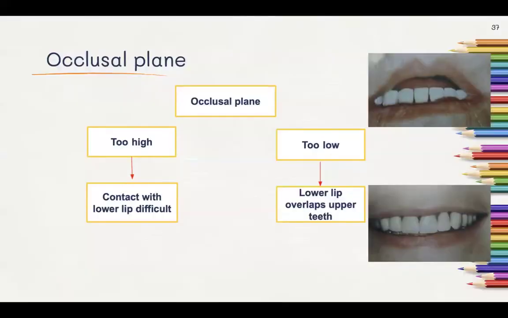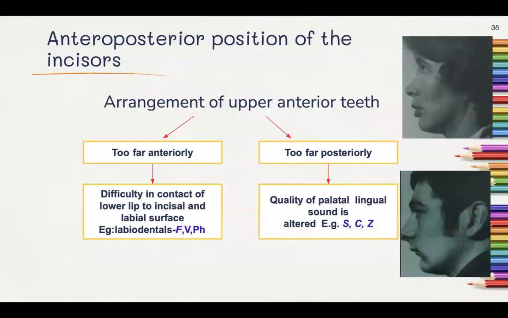Then occlusal plane, if it is too high, then contact with the lower lip is difficult, and speech is affected. If it is too low, then the lower lip starts overlapping the upper lip.